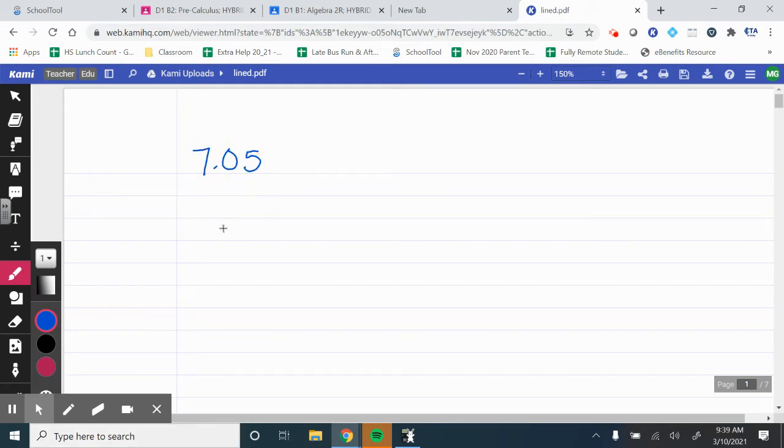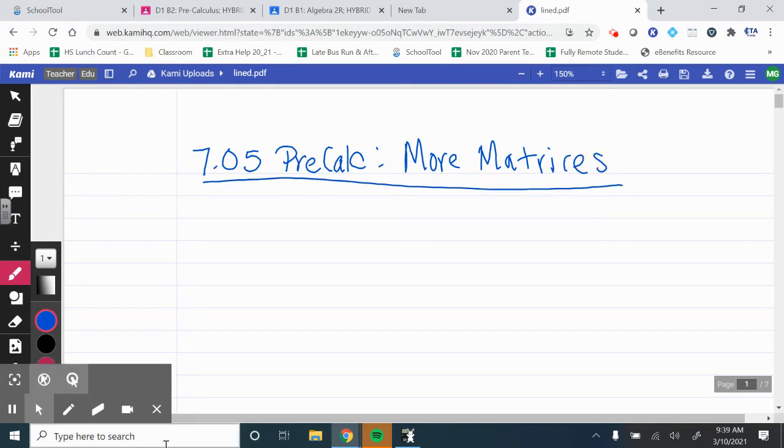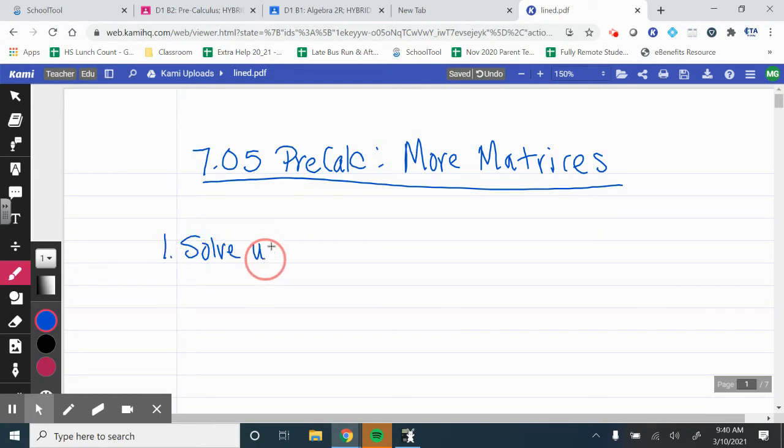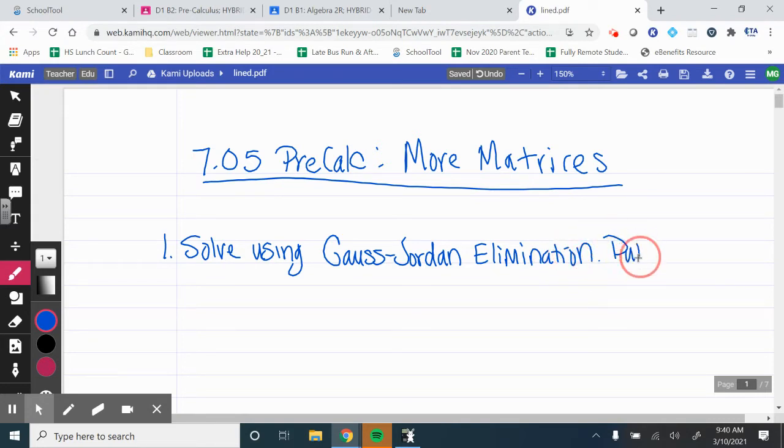We are on 7.05 for pre-calc today, and we're going to be talking about more matrices. So exciting. These are the big ones that we're talking about today. We're going to focus our attention on using Gauss-Jordan elimination for these problems, and that means we are putting them in reduced row echelon form.